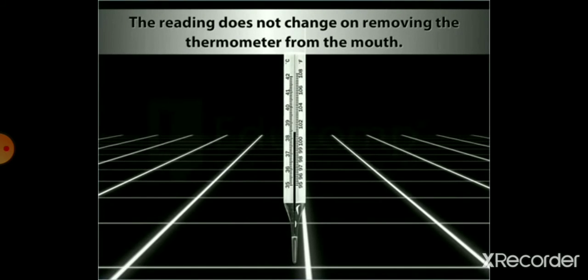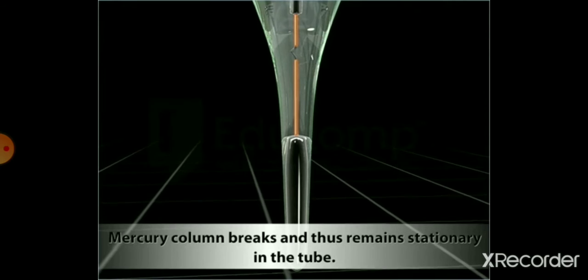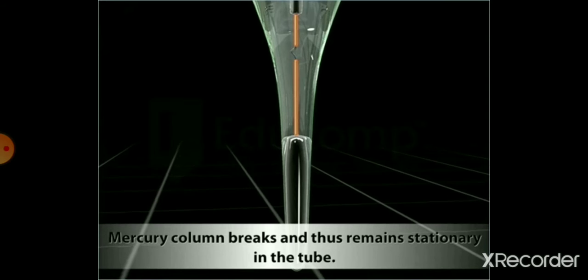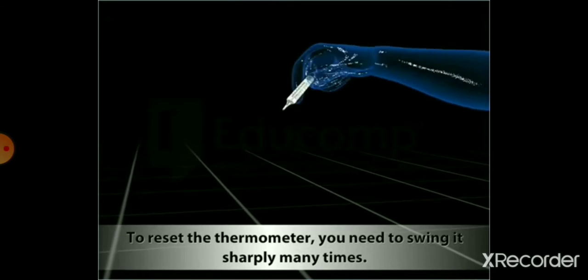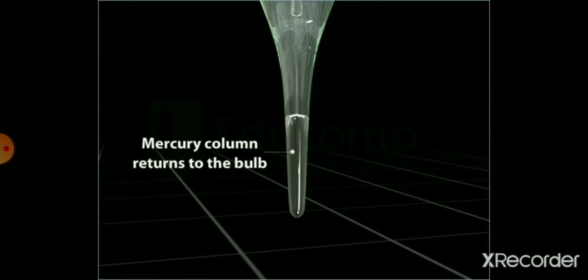The reading does not change on removing the thermometer from the mouth. This is because of the kink. The constriction prevents the mercury from falling back into the bulb, and the mercury column breaks, and thus it remains stationary in the tube. So we can easily note the reading. To reset the thermometer, we need to swing it or give it jerks a few times. The mercury column returns to the bulb.